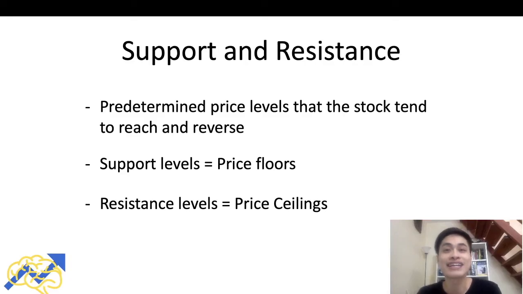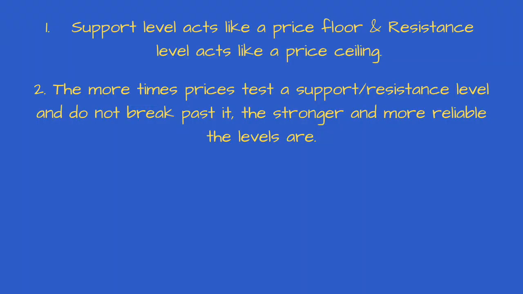Alright, so what are the key points that we have learned in this video? The first is that a support level acts like a price floor. When prices fall to the support level, it tends to reverse and climb back up. A resistance level, on the other hand, acts like a price ceiling. When prices rise to the resistance level, it tends to reverse and fall back down. We also learned that the more points that prices touch and do not break past that level, the stronger the support or resistance level is.